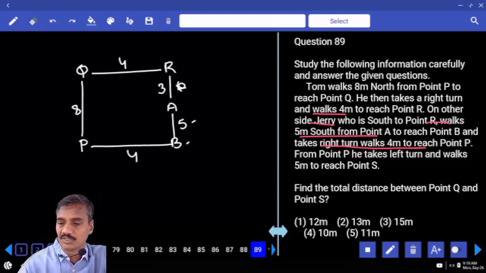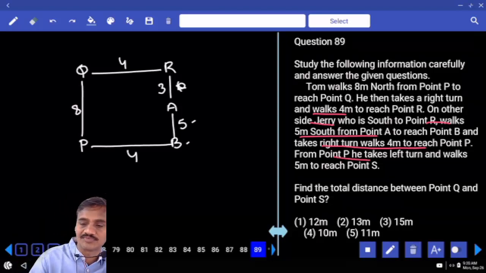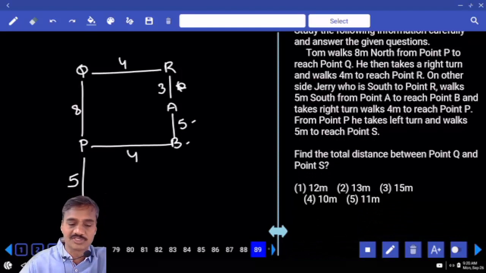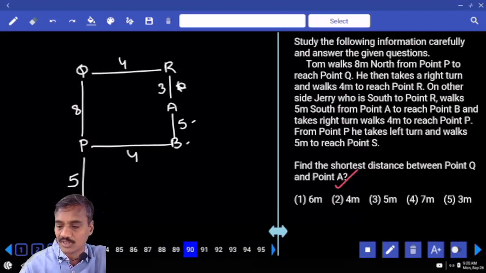And from point P he takes a left turn and walks 5 meters to reach S. Then find the total distance between Q and S. 8 plus 5 is how much? 13, that is choice 2, question 89.